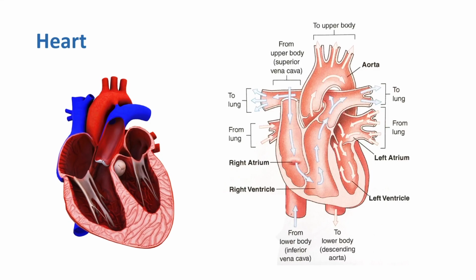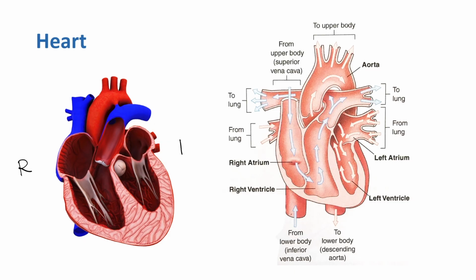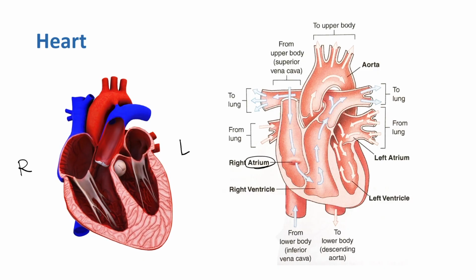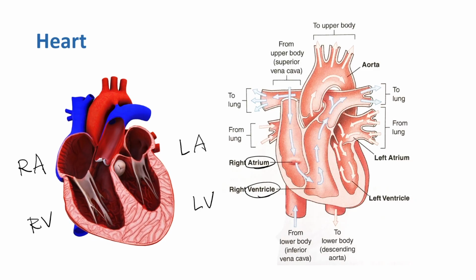This is a heart, and you are looking at a heart from a person who is facing you. So this is that person's right side, and this is the left side. A heart has 4 chambers. The top chambers are called atriums, and the lower chambers are called ventricles. So we have right atrium, left atrium, right ventricle, and left ventricle.